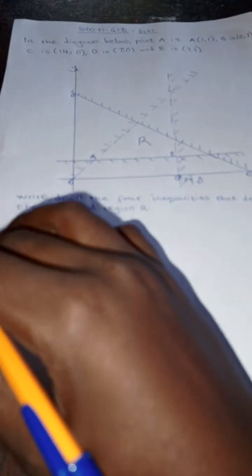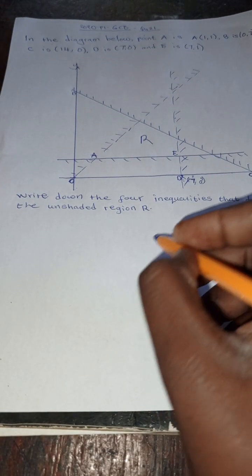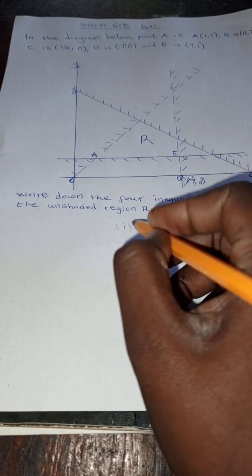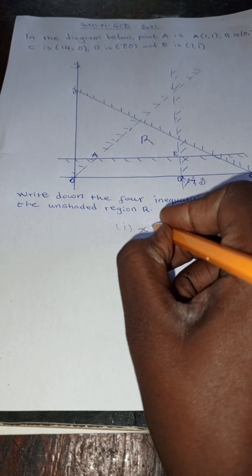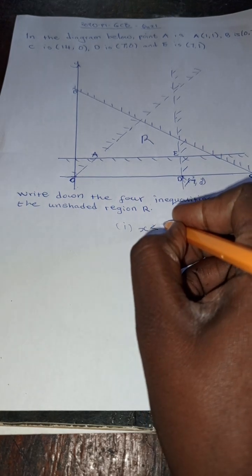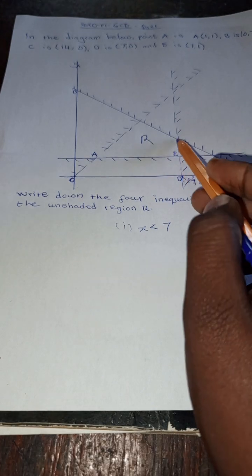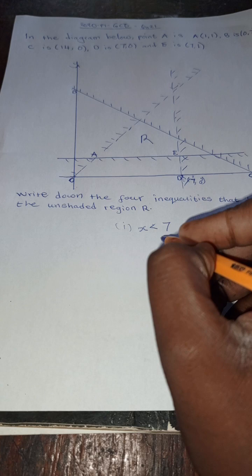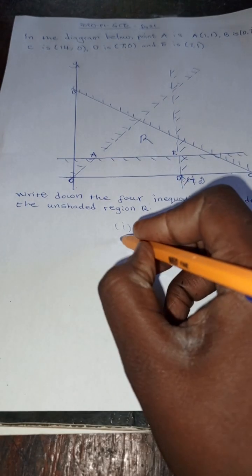So therefore, you write the first inequality as x is less than 7, because the unshaded region is the less part. So that's the first inequality: x is less than 7. Then the next one.